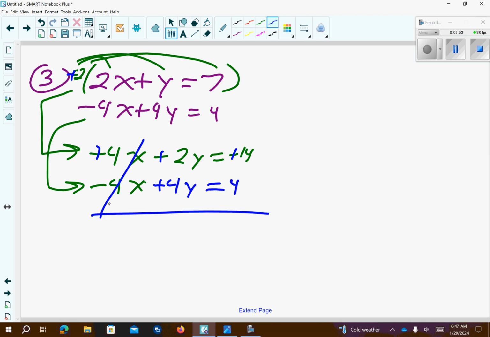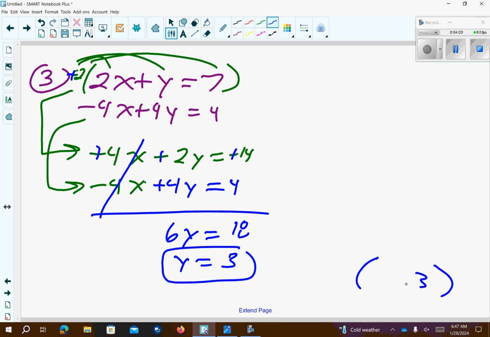Let's add these together. Those cancel. That gives me 6y is equal to 14 plus 4 is 18. Divide both sides by 6, so my y value is 3. So that's the second part of my answer. Remember, that's x and y. I'm going to take this y value, I'm going to plug it in either on the top one or the bottom. I'm going to choose the top.